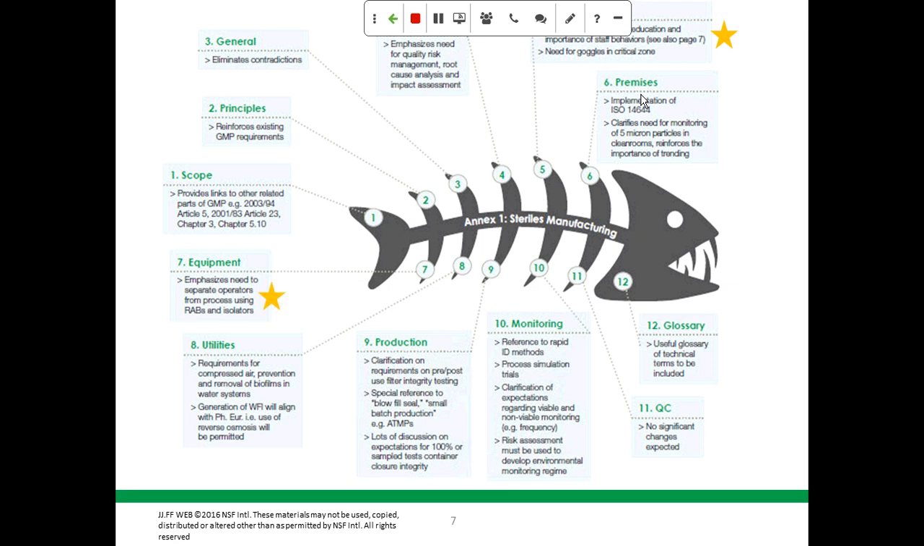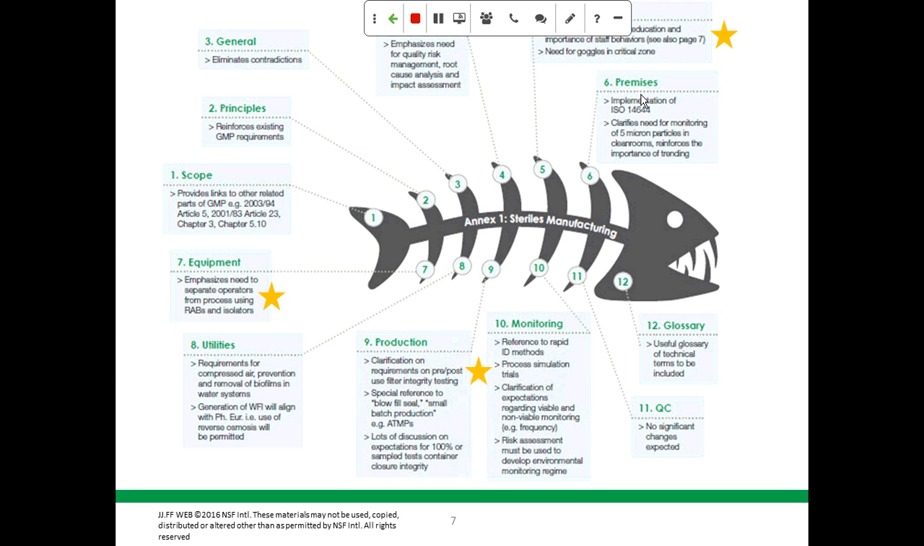Moving on to section 7, it also really wants to emphasize the need to separate the key source of contamination, i.e. ourselves as operators, from the process using restricted access barriers and isolators, and to emphasize the importance that any RABS transfers and any instances of operators standing within laminar flow, grade A environments are going to be prohibited under the new Annex 1, to make very clear that separation of staff and operators from open products and critical zones within the sterile production unit is absolutely critical.